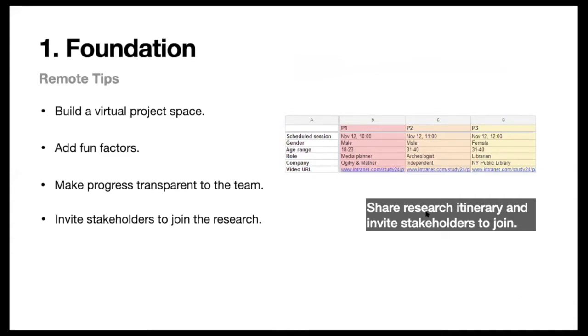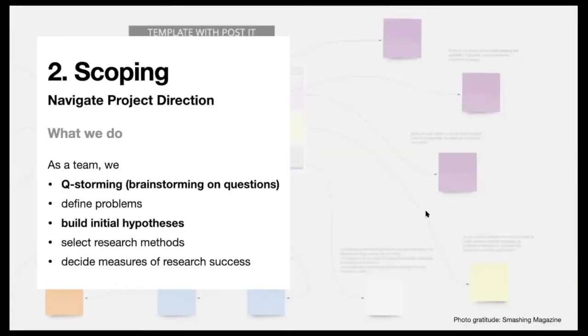Next stage is about scoping. Scoping serves as a compass to navigate a project's direction. At this stage, there are two key actions that are most likely to be neglected. Number one is what we call Q-storming, which is facilitating a brainstorming session about remaining questions your teammates might have. This action is simple but powerful.